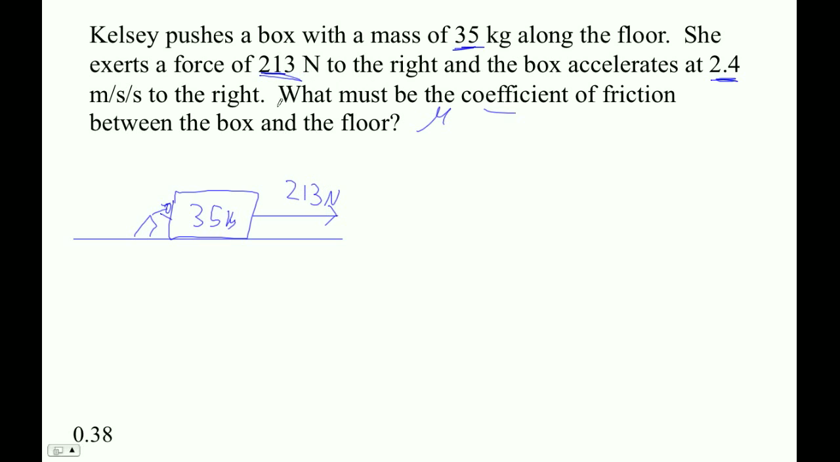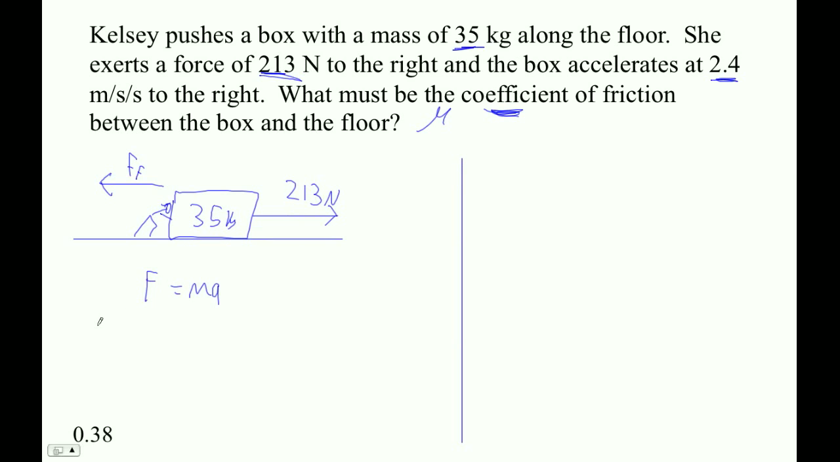I'm guessing that there probably is another force acting this way, right? So we'll call that the force of friction. And I think what we're going to do is set up F equals ma, solve for what the force of friction is, and then the other half of the problem will be we'll use the friction formula to figure out the coefficient.